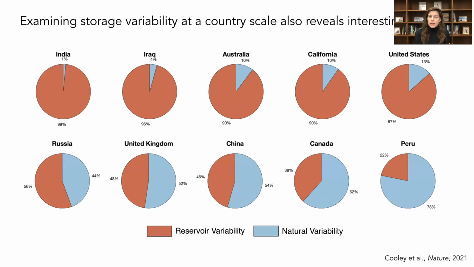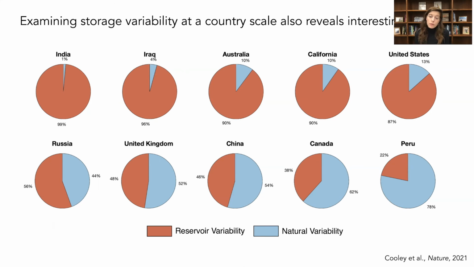We can also look at how these patterns vary by country, just to reveal some interesting patterns about global hydrology and management. So it probably doesn't surprise you to see that India, which has huge numbers of reservoirs and huge numbers of people dependent on reservoirs, as well as highly, highly seasonal precipitation, has 99% of the variability occurring in reservoirs. And we see similarly high levels of variability occurring in reservoirs in places with arid climates that are highly dependent on reservoirs for water usage and irrigation, like Iraq, Australia, and California.